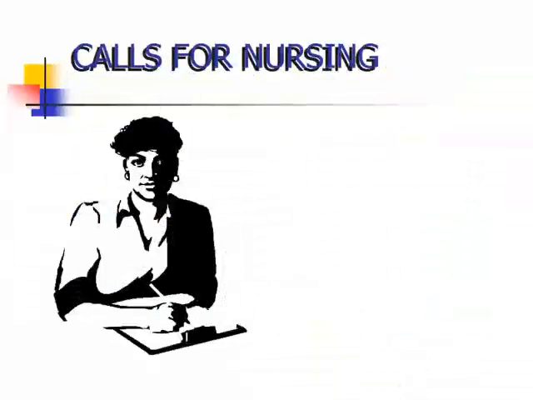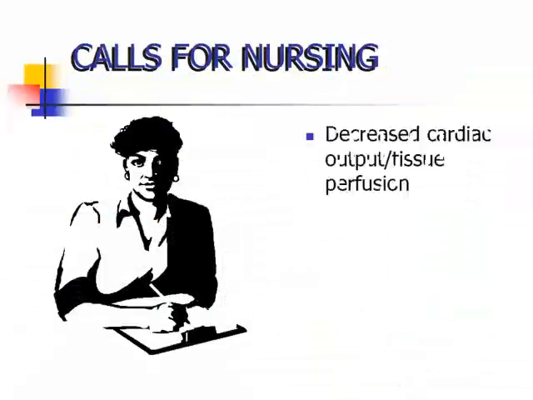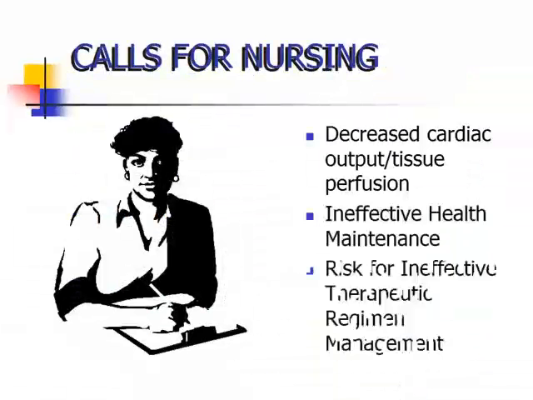Good calls for nursing for these patients could include the following: decreased cardiac output and tissue perfusion due to elastic tissue being replaced by fibrous collagen, which is less distensible or has less elasticity, which can lead to decreased perfusion to the brain, kidneys, and heart.